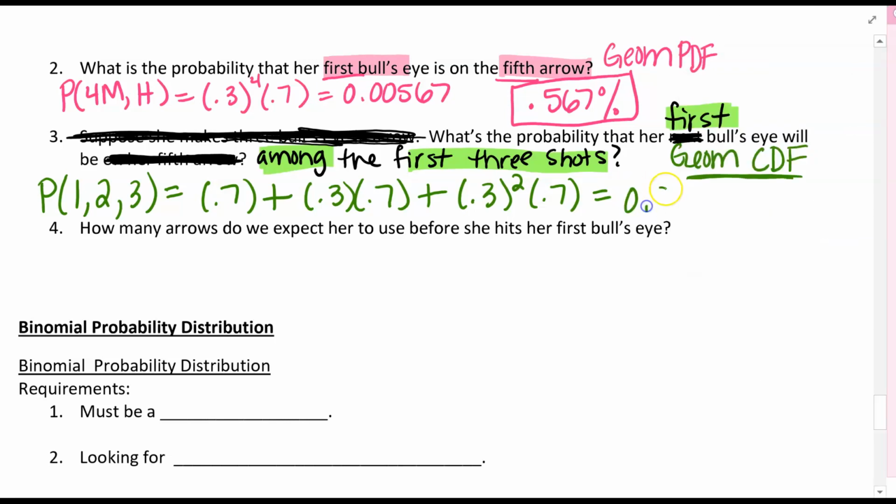0.973, which is about 97.3%. But again, you could have typed that whole thing out, 0.7 plus 0.3 times 0.7 plus 0.3 squared times 0.7. But it's faster if you just do geometric CDF.